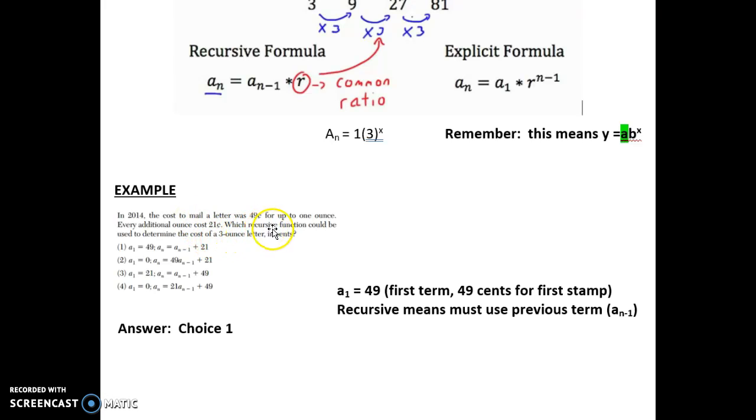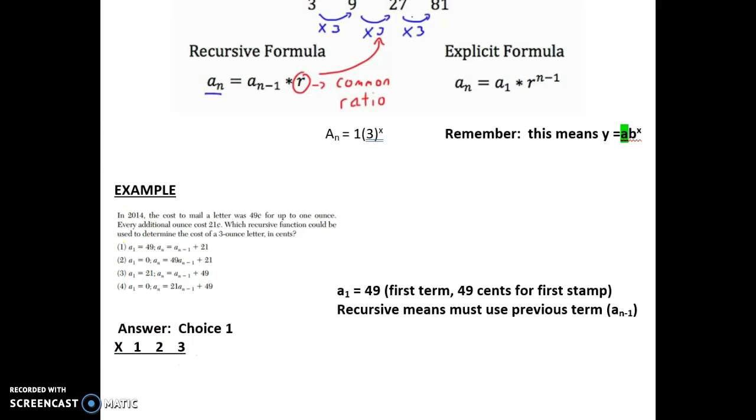So first of all, every time you see recursive, set up a table. Remember, we did a table where I'm going to do this horizontally just because right now it's going to be much easier so that you can see it. It'll be faster. So for 1 ounce, it's 49 cents. For 2 ounces, we're not looking for 2. We're looking for a 3-ounce letter. So we make the table.